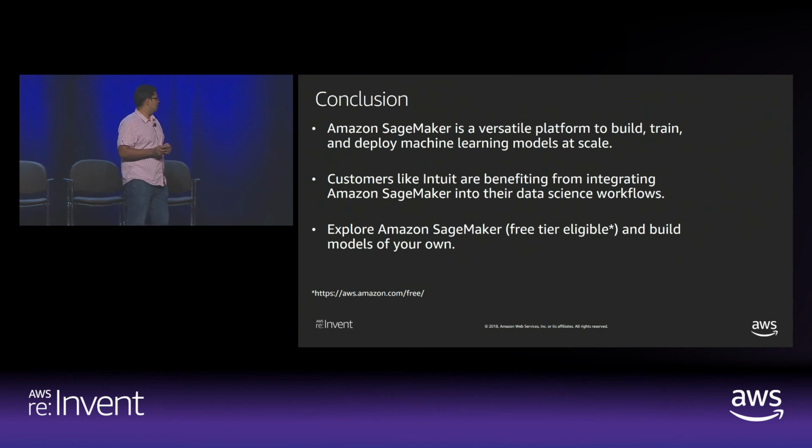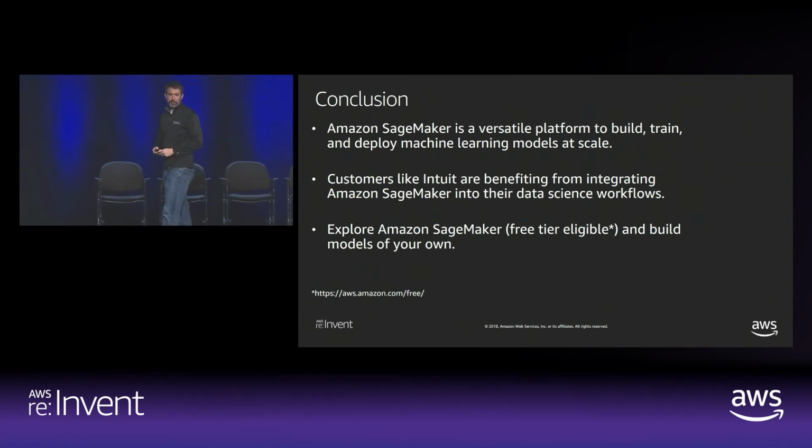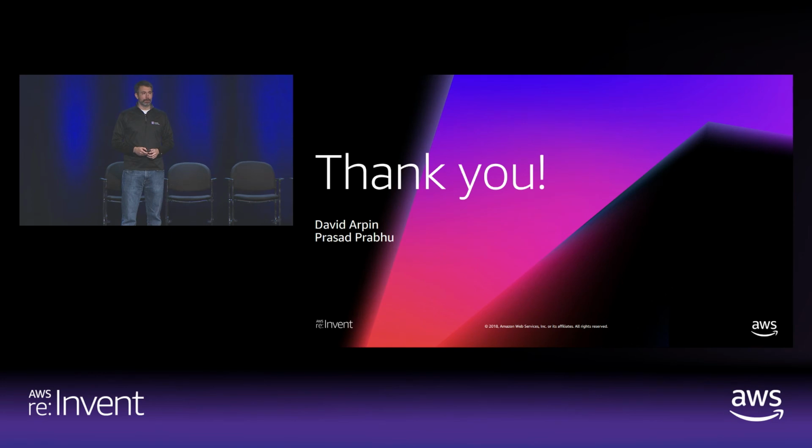So in conclusion, thanks, Prasad, really good stuff. Just to wrap things up, Amazon SageMaker, as you can see, is a really versatile platform for building, training, and deploying machine learning models at scale. Customers like Intuit have had a lot of success implementing it into their workflows with really impressive results. You're able to go out and explore SageMaker, which is free tier eligible, to build models of your own. And with that, we will take questions. So thank you for attending.